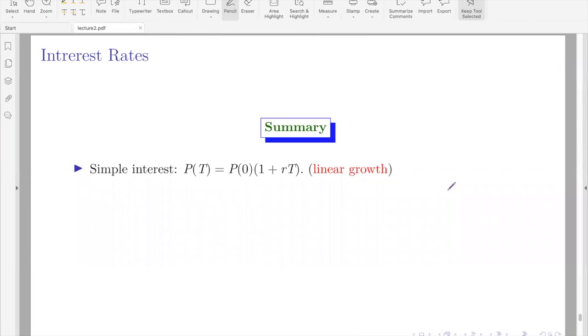We summarize the different types of interest rates that we discussed so far. The first type is the simple interest. The formula is given by this. We see that the maturity amount, that is the nominal value, is given by the principal amount into this factor. This is called the growth factor. We can see that in simple interest, the growth factor is linear. That is, in simple interest, we have a linear growth.